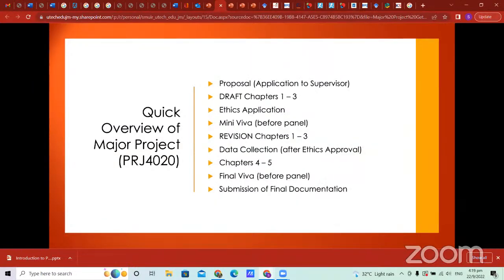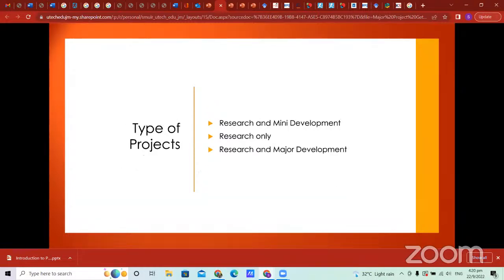So, this is just basically back to what we did for the last half an hour. So the major project: you have a proposal, you apply it to your supervisor, you draft your chapters 1 to 3, you submit an ethics application to the FENC, as in the Faculty of Engineering and Computing application committee. There is a mini viva in early January before a panel. You revise your chapters 1 to 3, you do your data collection after ethics approval, you do your chapters 4 to 5, you do a final viva before the panel, and you submit your final documentation.